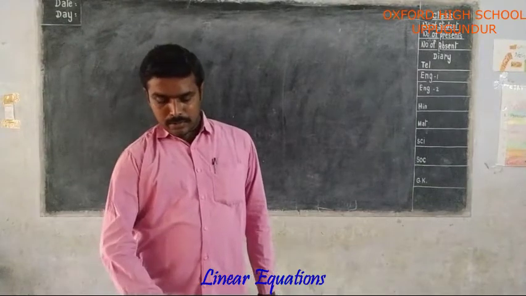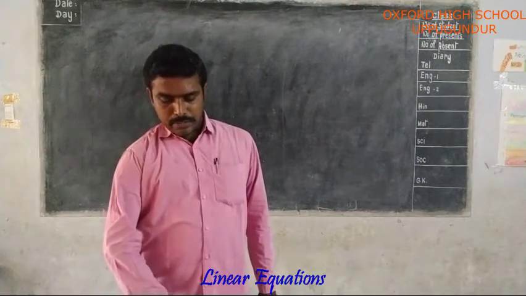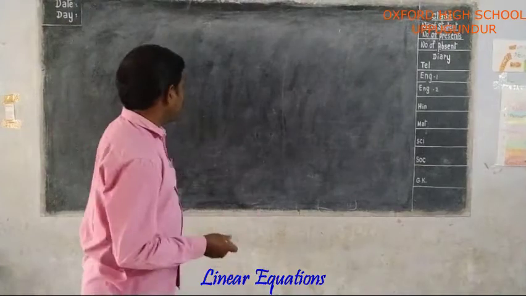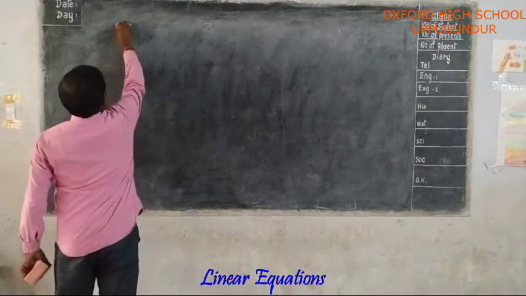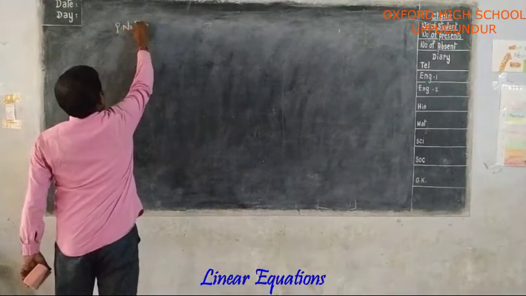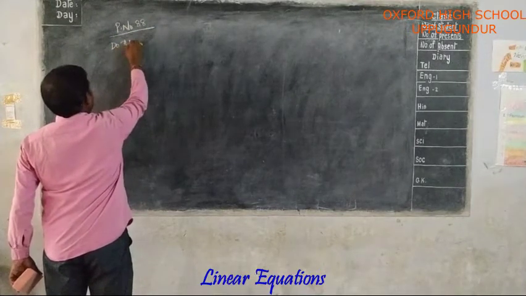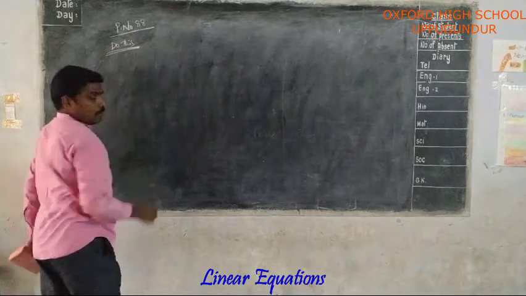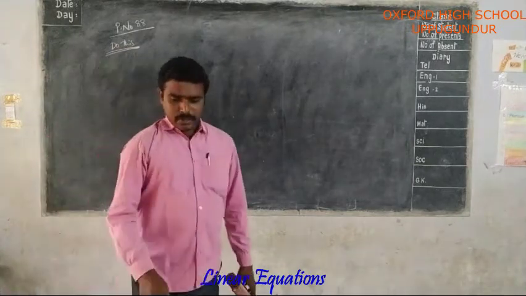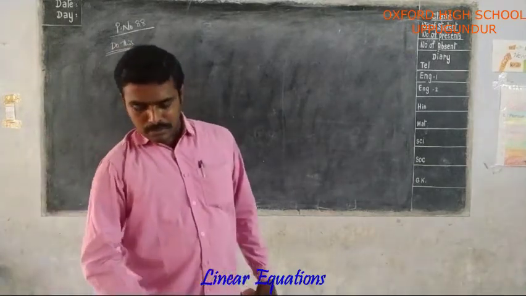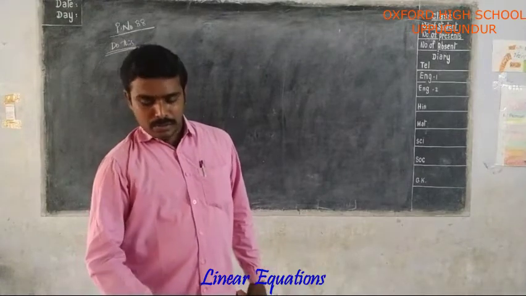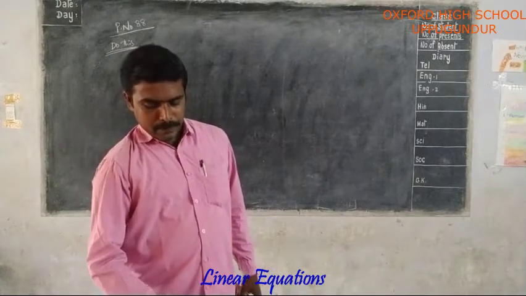So first I will explain page number 88. Do this. In this, a total of 6 problems are there. Among the 6, I will tell you 4 problems. The remaining 2 problems you have to do. First one.